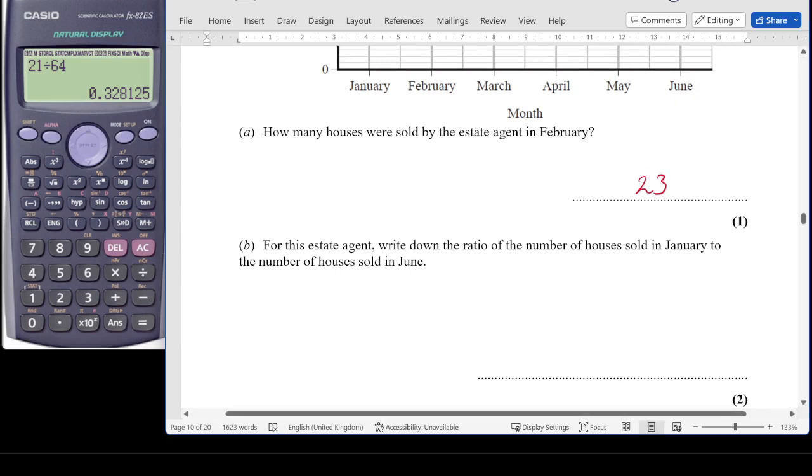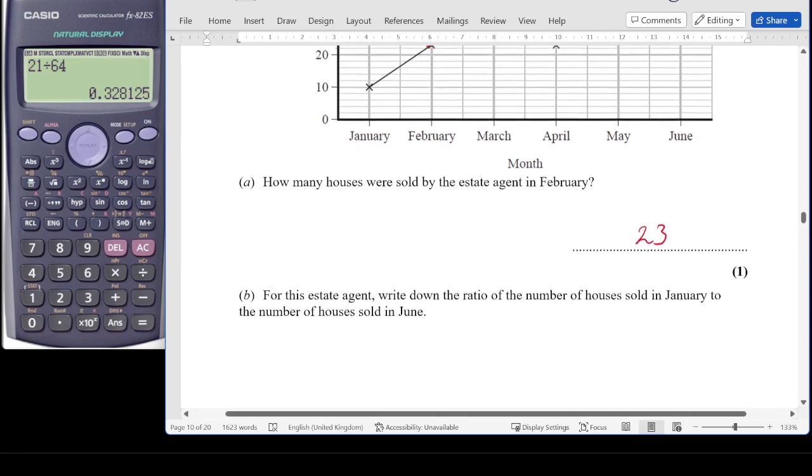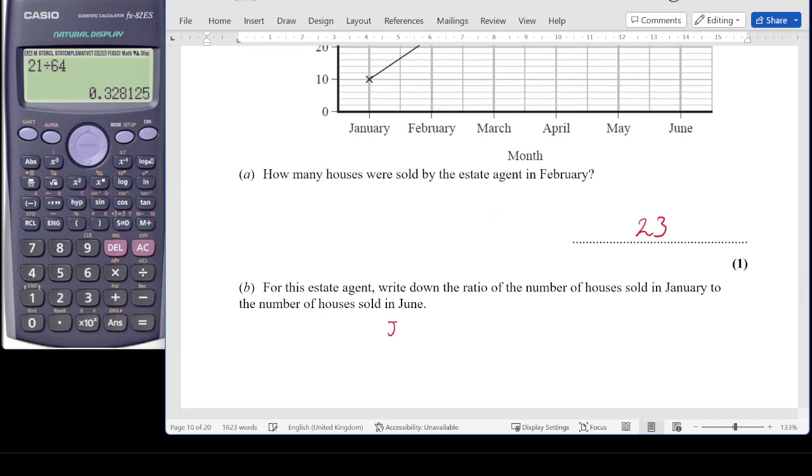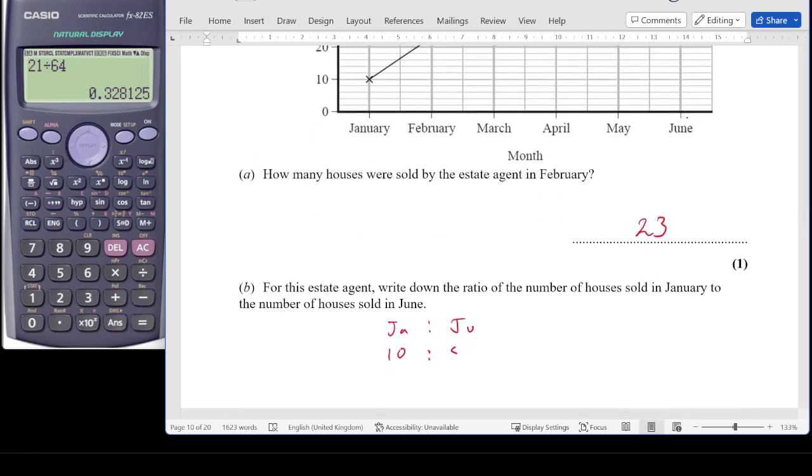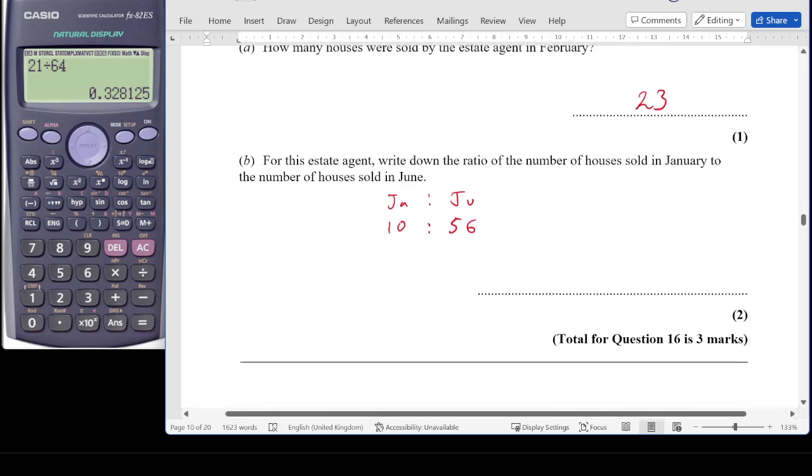For this estate agent, write down the ratio of the number of houses sold in January to the number of houses sold in June. So let's go Jan to June. So in Jan they sold 10, and in June they sold 56. So it doesn't ask us to simplify the ratio, although it's always good practice too. So I'm going to go 5 to 28.